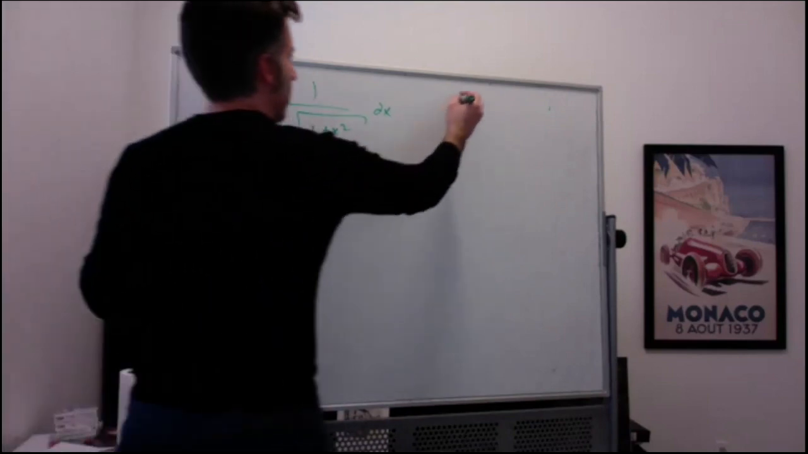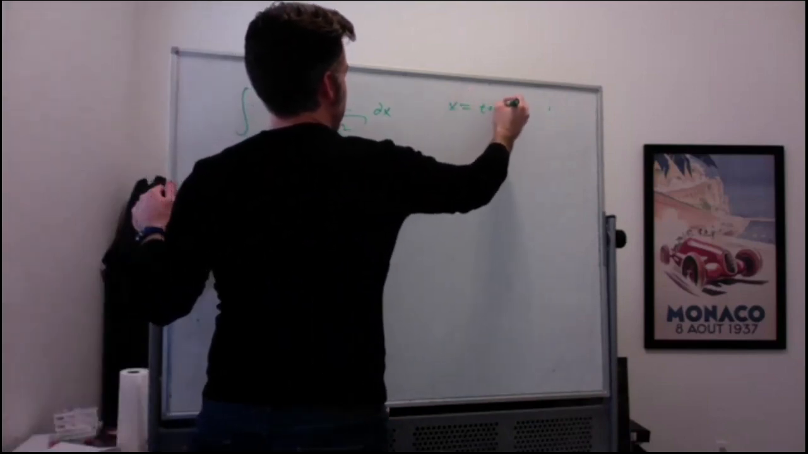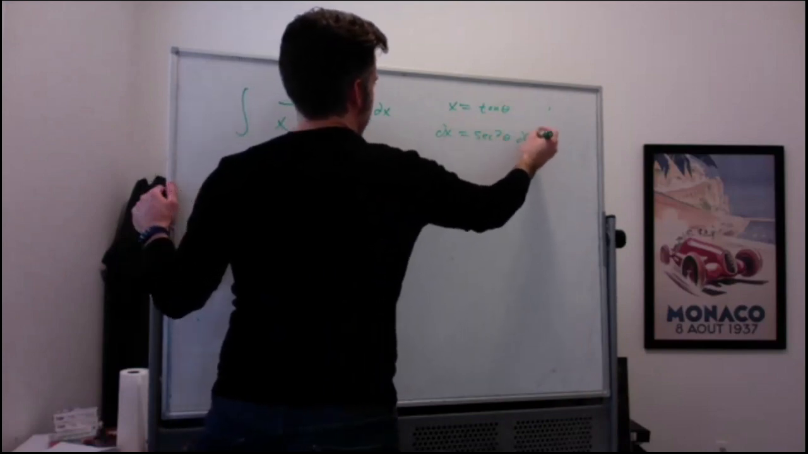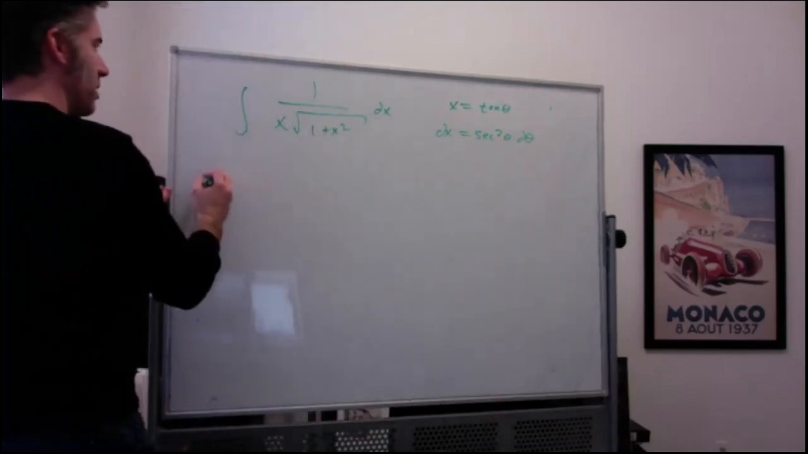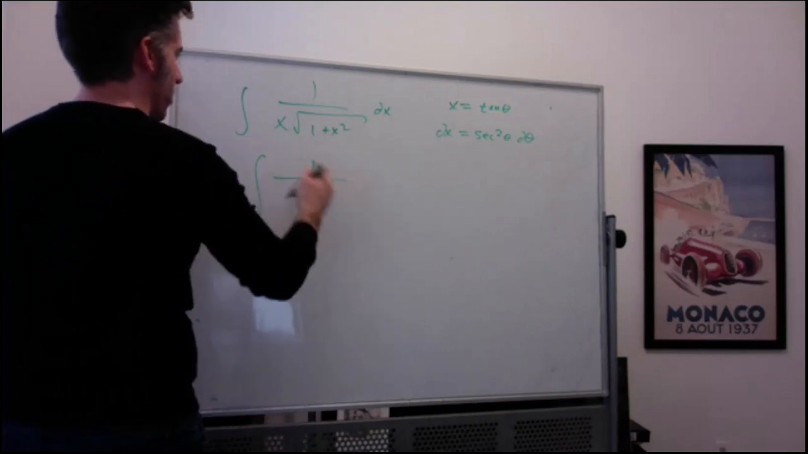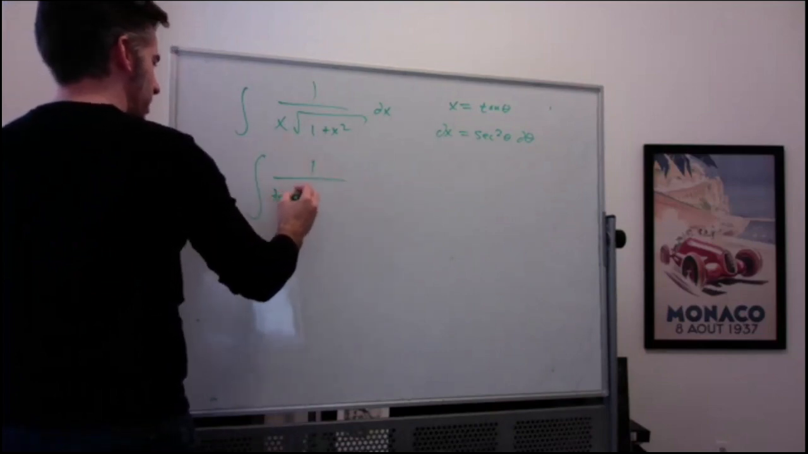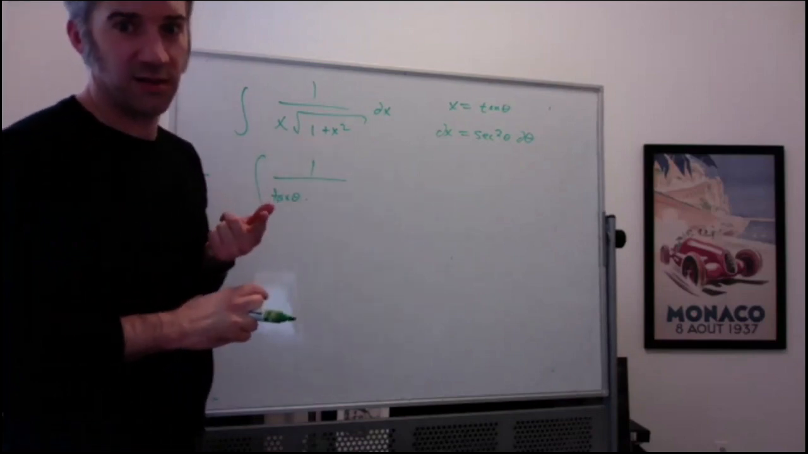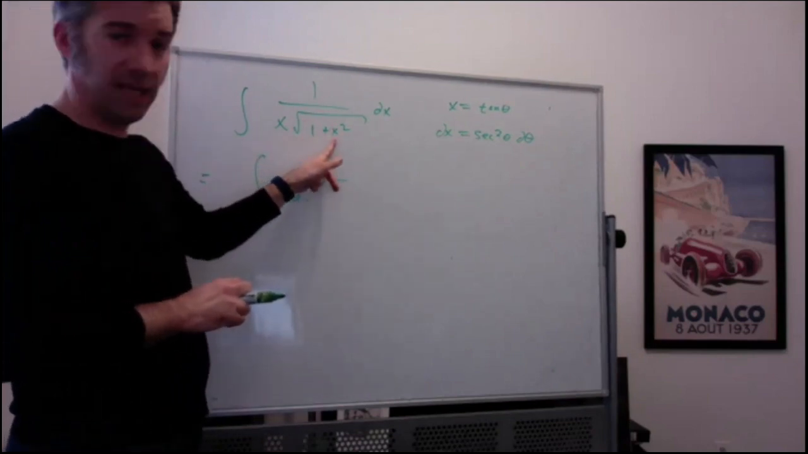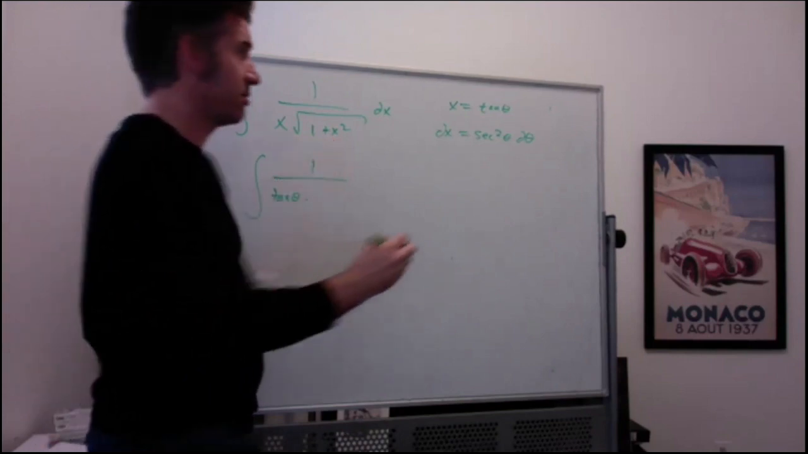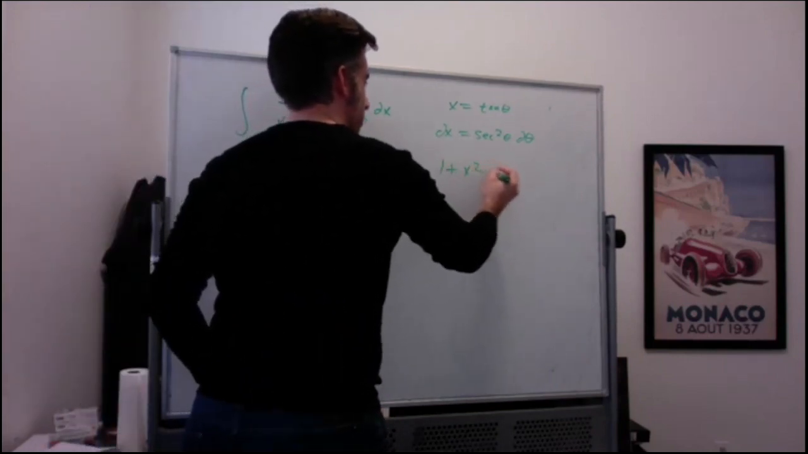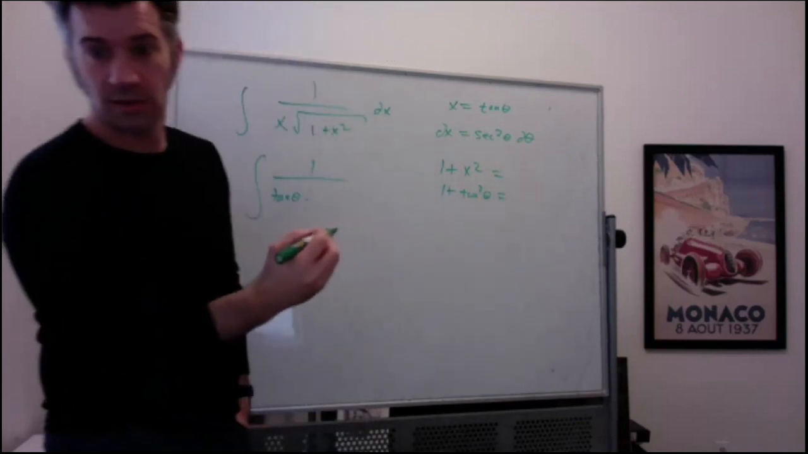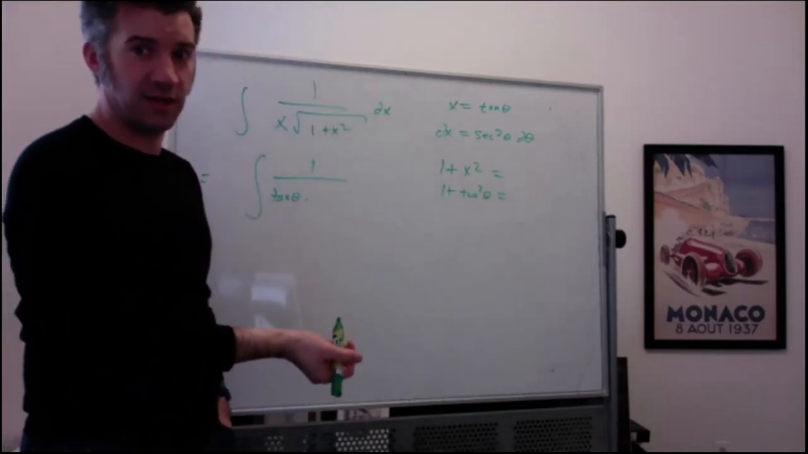So let's do, let's see, x equals tangent theta. dx is secant squared theta d theta. This is going to be the integral of 1 over tangent theta times, okay, why do you pick x equal to tangent? Because 1 plus tangent squared is equal to what? Anybody? It's my favorite trig identity. It should be yours too.